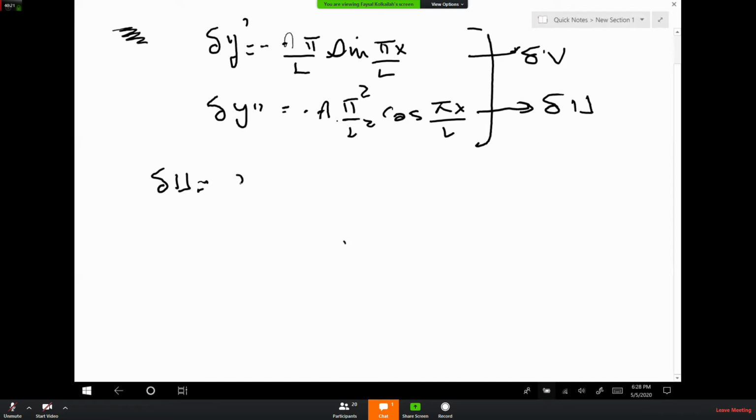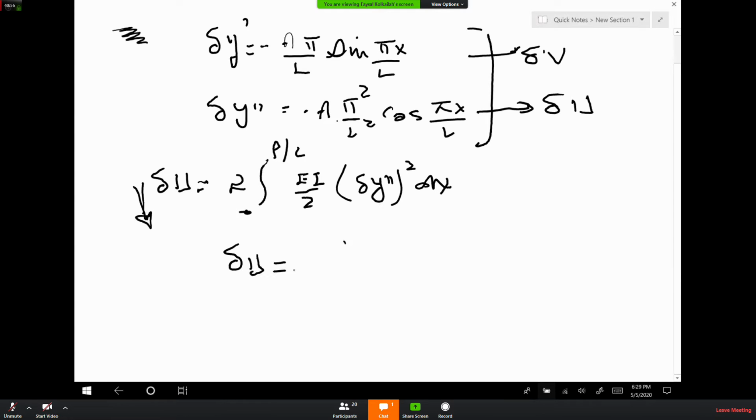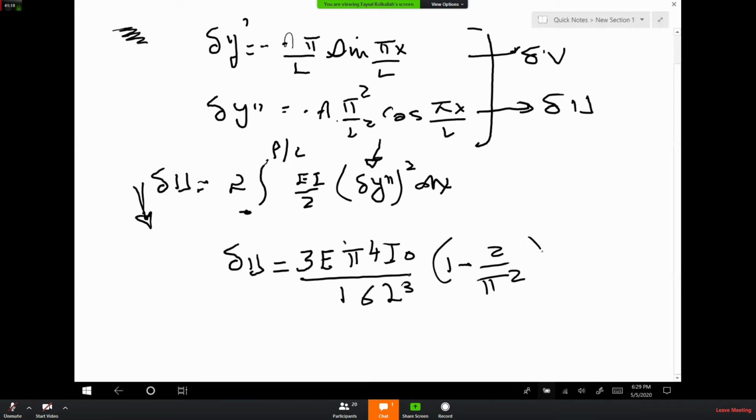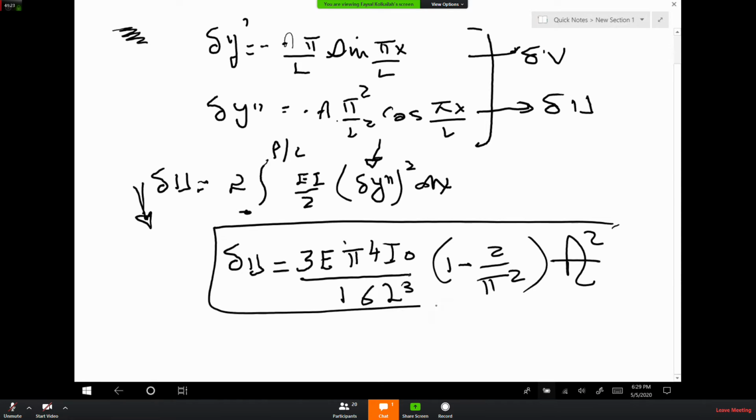So delta U is what? I'm going to use symmetry, so I'm going to go from 0 to L over 2, and EI over 2, and as we did before, delta Y double prime square, because Y square is 0 and the other one cancels. So dx, and that gives me delta U when we integrate, which comes to be 3 E pi to the 4 I0 over 16 L cube times 1 minus 2 over pi square times A square. Equation 1.